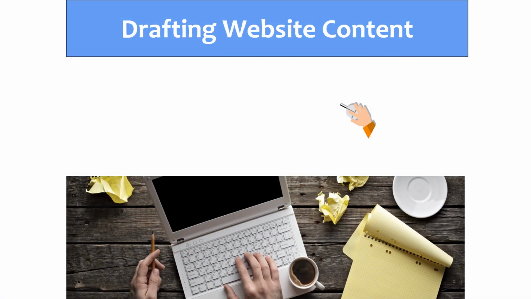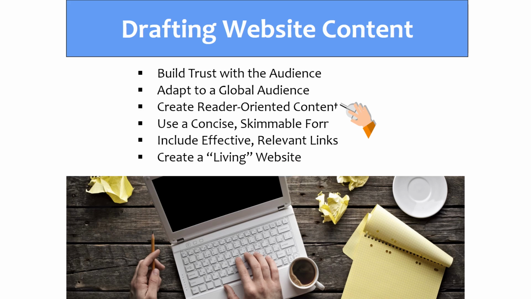So drafting website content, how do we do this? What normally is to be done? Okay, so there are 6 elements here actually that will help us draft effective online content. Now, since some readers can be very skeptical of online content, we need to build trust. This is the first thing. Build trust with the audience.